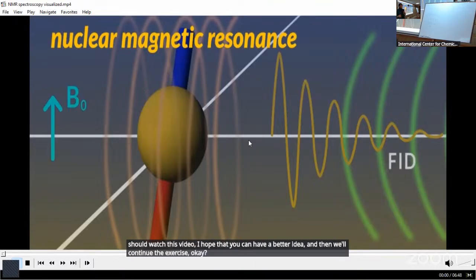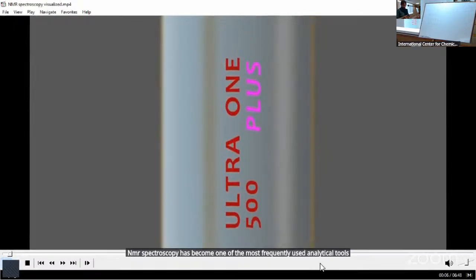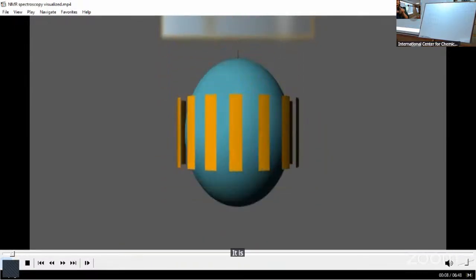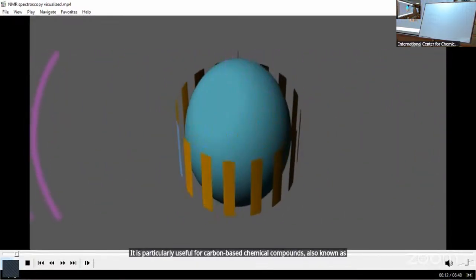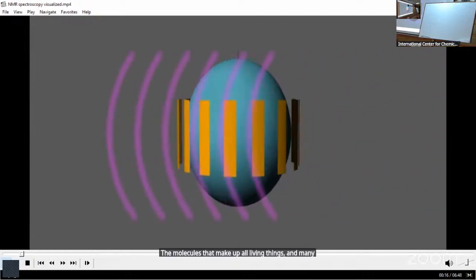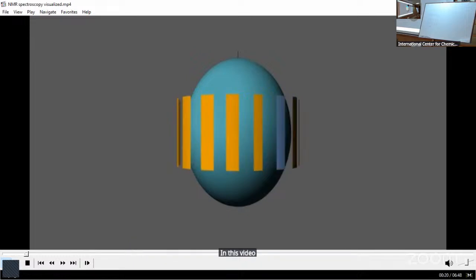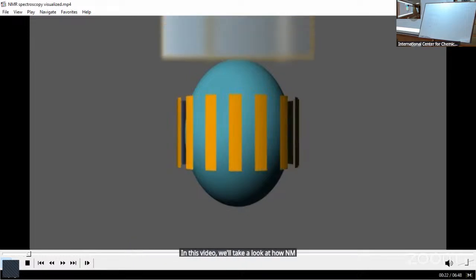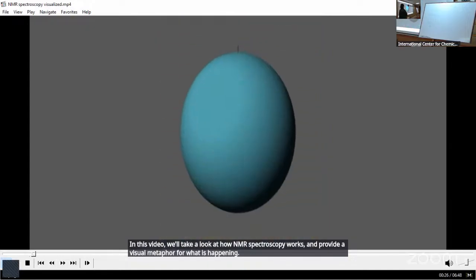NMR spectroscopy has become one of the most frequently used analytical tools to elucidate chemical structure. It is particularly useful for carbon-based chemical compounds, also known as organic compounds, the molecules that make up all living things, and many substances that we interact with on a daily basis. In this video, we'll take a look at how NMR spectroscopy works and provide a visual metaphor for what is happening at the nuclear level.